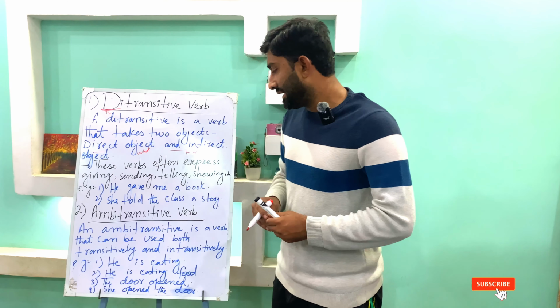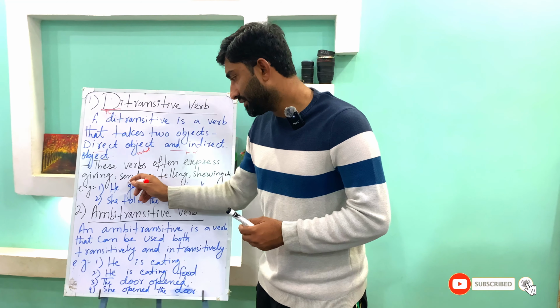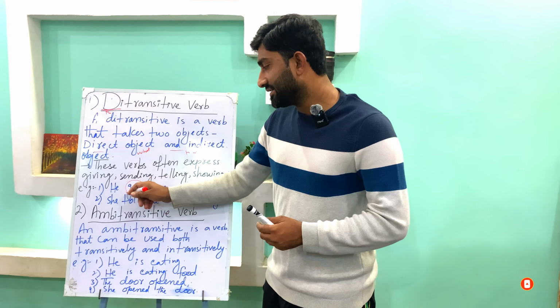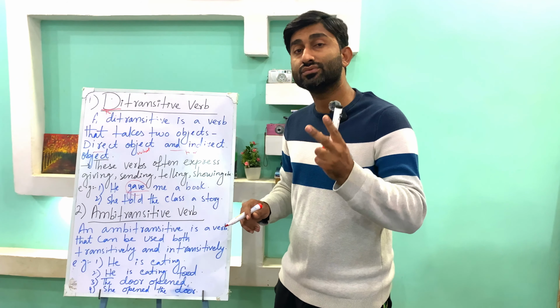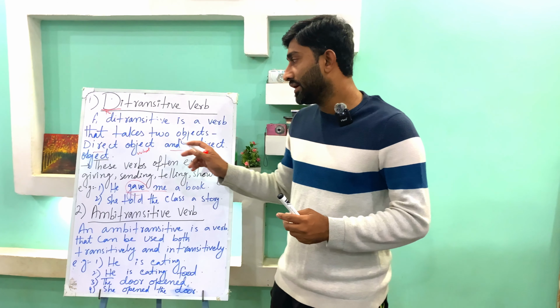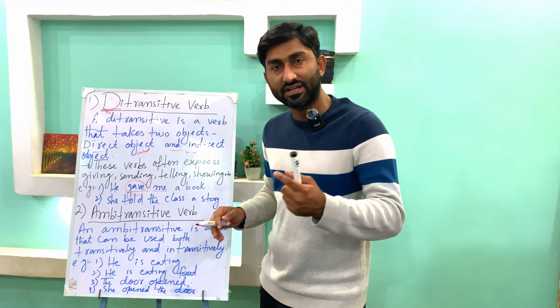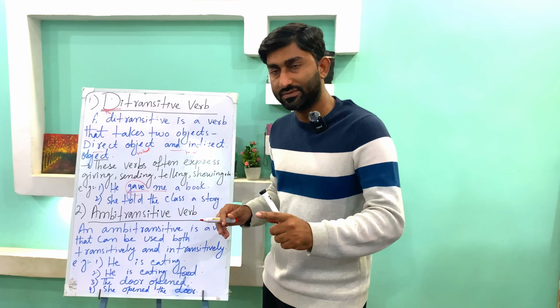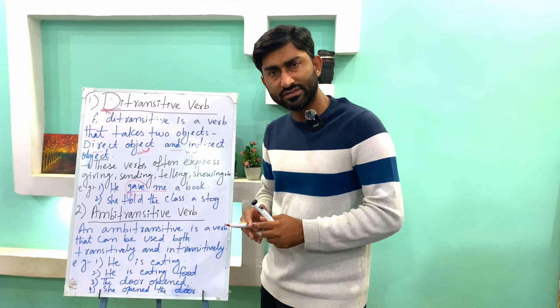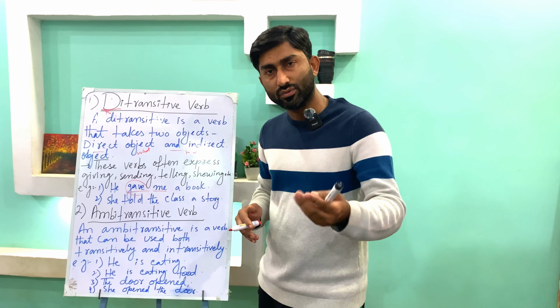For example, he gave me a book. Now here the verb gave is ditransitive. Why? Because it has two objects in the sentence, me and a book. Now if you want to know which one of them is direct object and which one is indirect object, just check which one is answering what and which one is answering to whom.